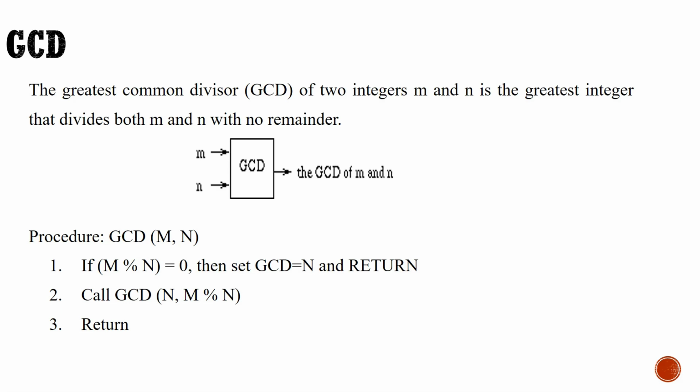So again we check the condition. 4 modulus 2. What is the value of 4 modulus 2? It is equal to 0. Then set GCD equal to n. What is the n value? 2. Then we return from here. So this is how the GCD will be computed recursively. I hope it is clear.